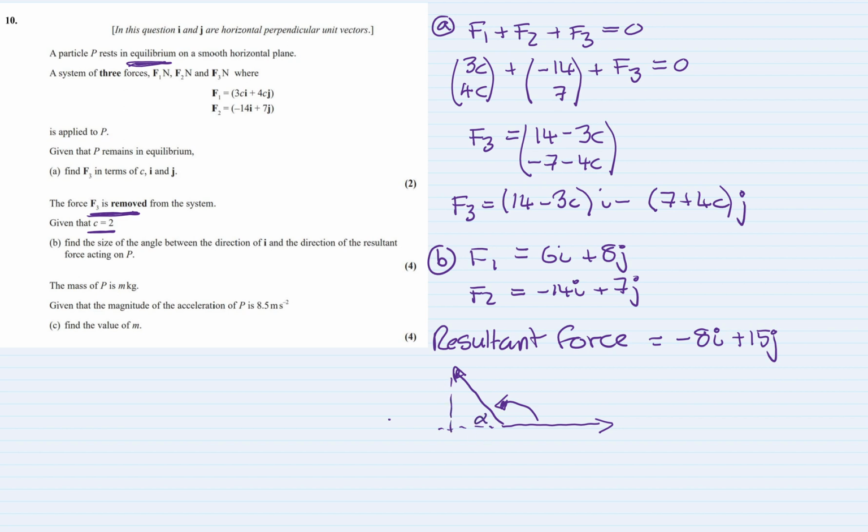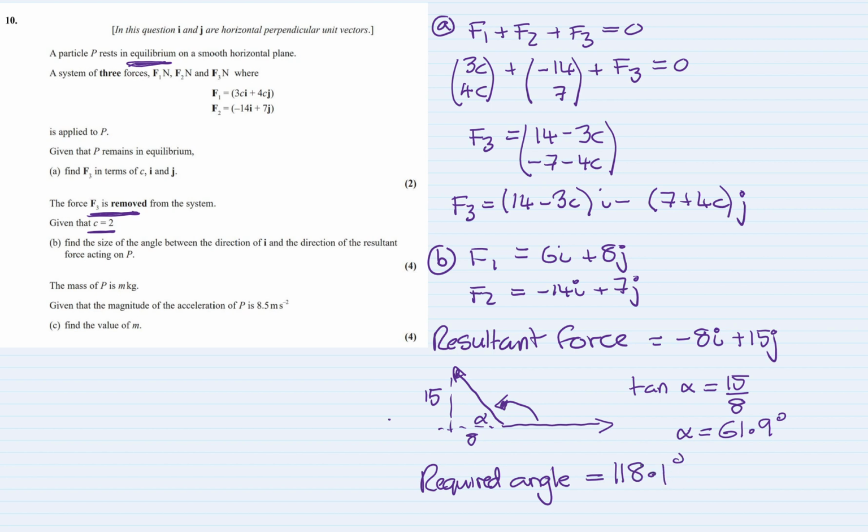So to do that, I'm going to think about what this angle here would be. So I'm going to take this angle alpha. I'm going 8 in the i direction and 15 up. So that will give me tan alpha equal to 15 over 8, which gives me alpha equals 61.9 degrees. So I want 180 minus that for the angle. So the angle I want, my required angle, is therefore equal to 180 minus that, which is 118.1 degrees. So that's part A and B.